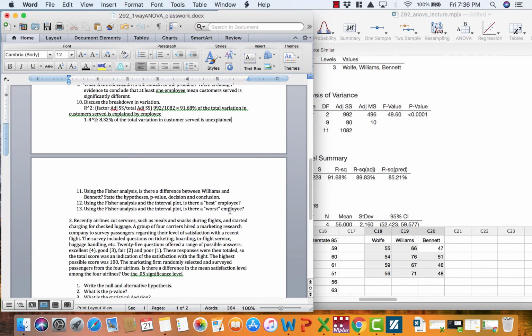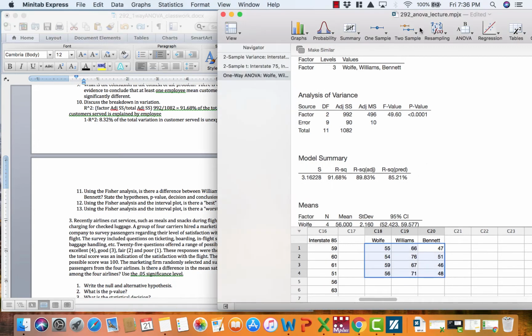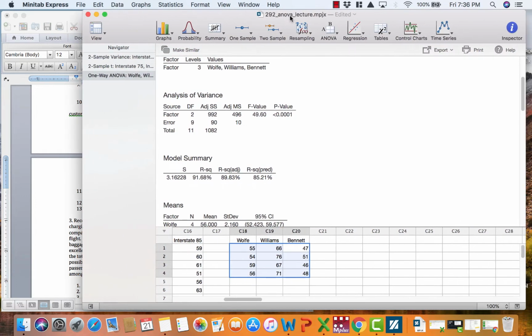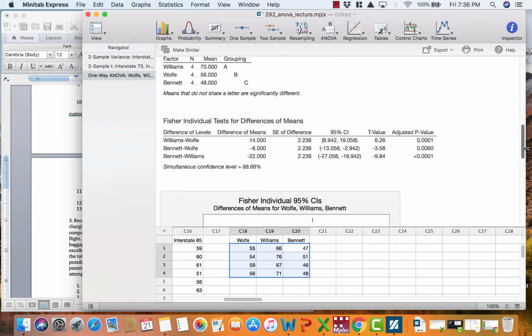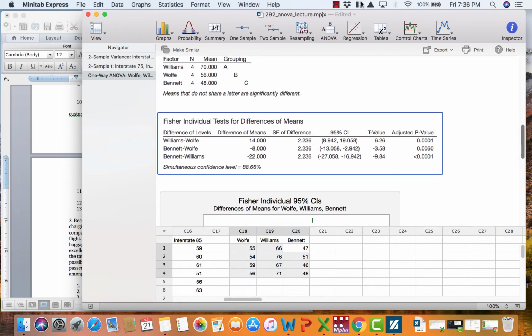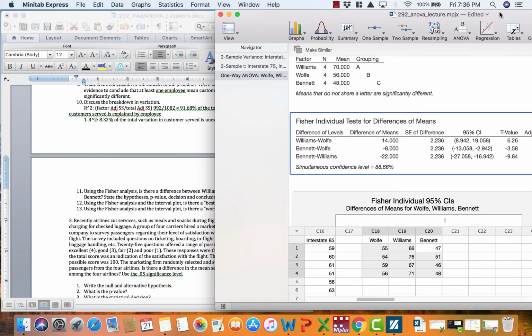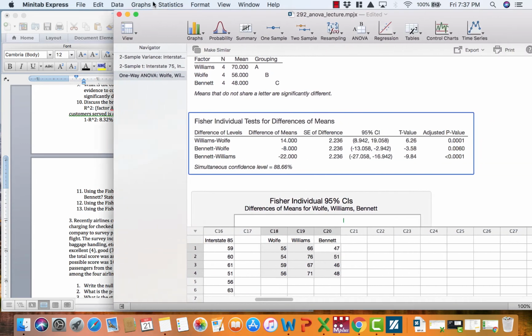All right, so using the Fisher analysis, is there a difference between Williams and Bennett? State the hypotheses, p-value, decision, and conclusion. So what we want to do now is scroll down to our Fisher individual tests of means table, and we are interested in Williams and Bennett.